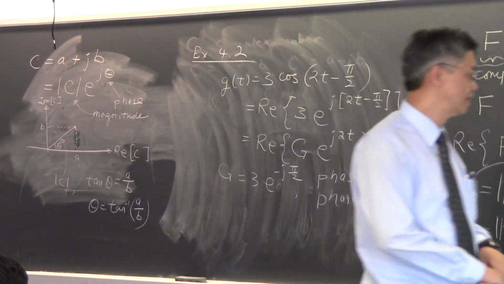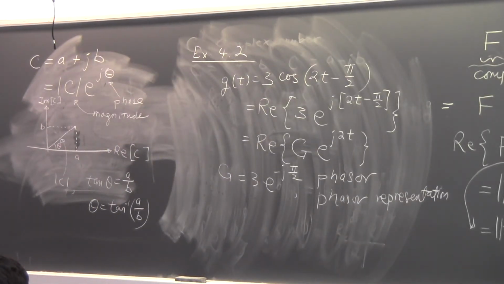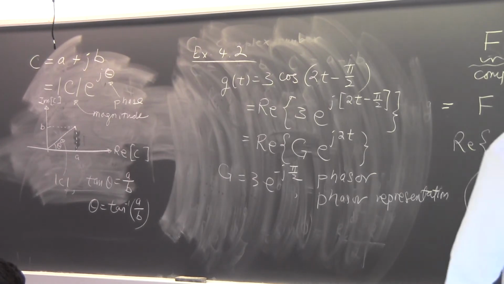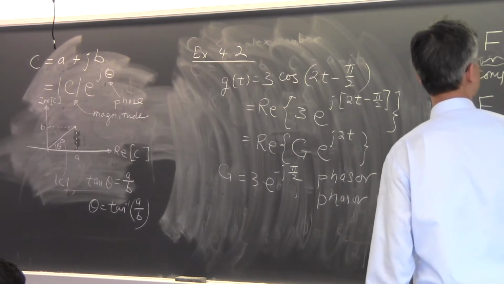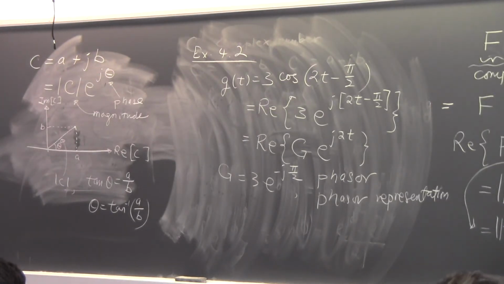And similarly, I can say that if I were to write this as being equal to the real part of f times e to the j 2t, then you can see that f has to be equal to 6 e to the j pi over 3. And this is called a phasor form, the phasor representation of the cosinusoidal function f of t. Okay? And if I would have called this equal to f of t, for instance, then this f is the phasor representation of that cosinusoidal function.